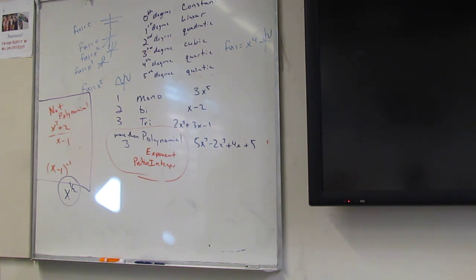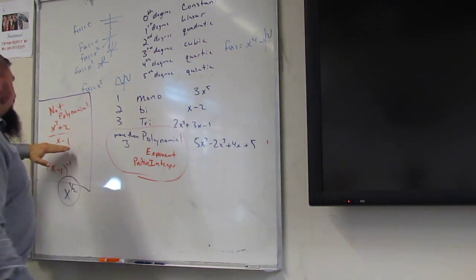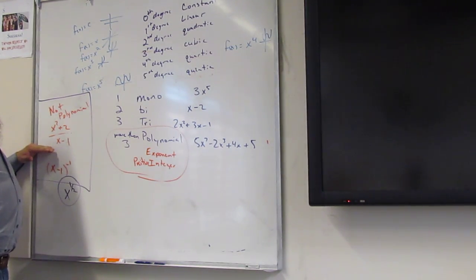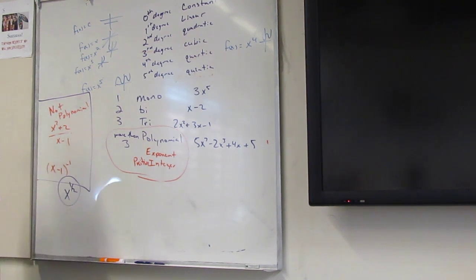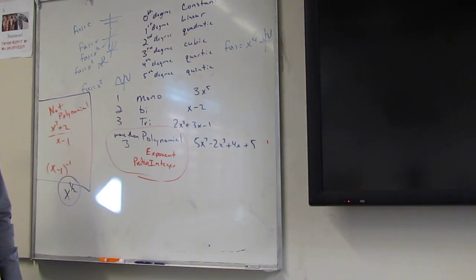You have to have positive integers for it to be a polynomial. The variable cannot be in the bottom of a fraction. It's not a polynomial at that point. Might be a function, but it's not a polynomial. Okay?